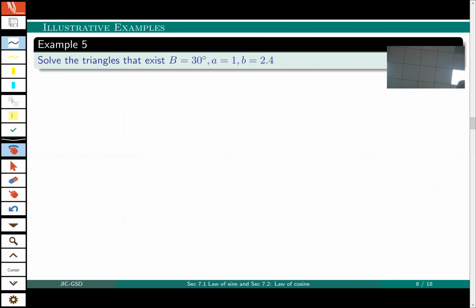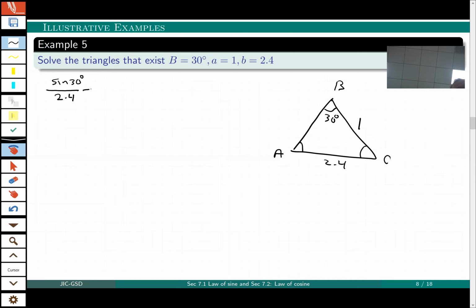Now, here is another triangle. I have A, I don't know it. I have B, I know it's 30 degrees. And I have the opposite of A is 1. The opposite of B is 2.4. But I don't have the angle C, it's unknown. So again, it's the same thing. I will say I have sine 30 divided by 2.4.